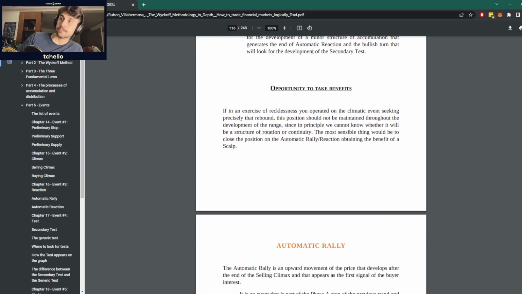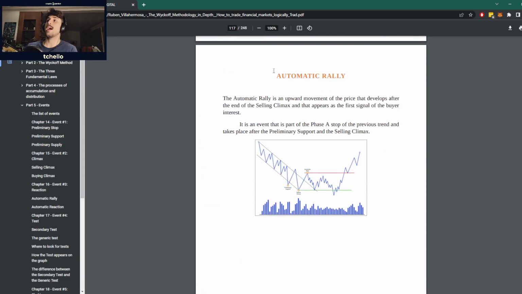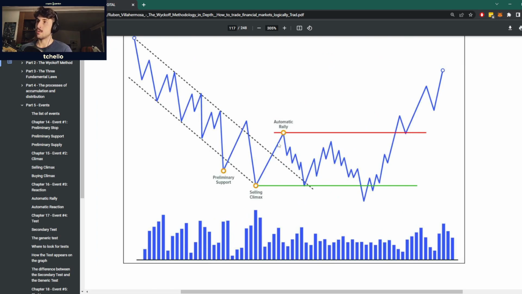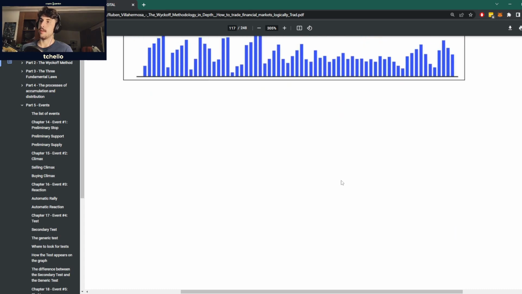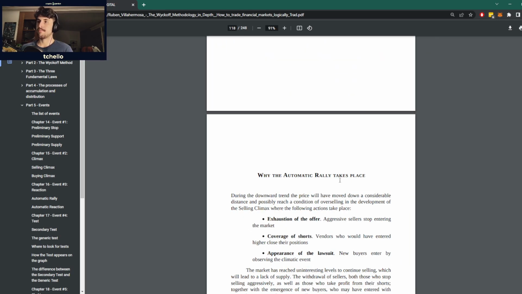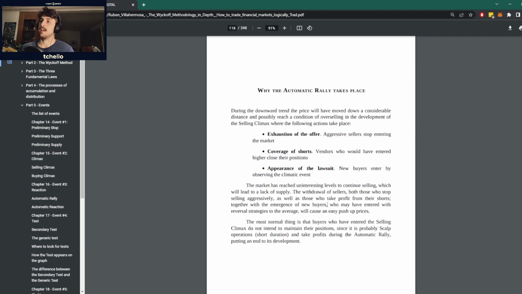Okay. Now, of course, we have the two different patterns that it can show. So first, in an accumulation structure, the automatic rally, as we call it, will delimitate the top of the range, and the secondary test will delimitate the bottom, right? And why does it take place? Okay, and this is the main point of the Wyckoff theory, trying to understand why things happen the way they do. So first, we have the conditions of exhaustion of the offer.